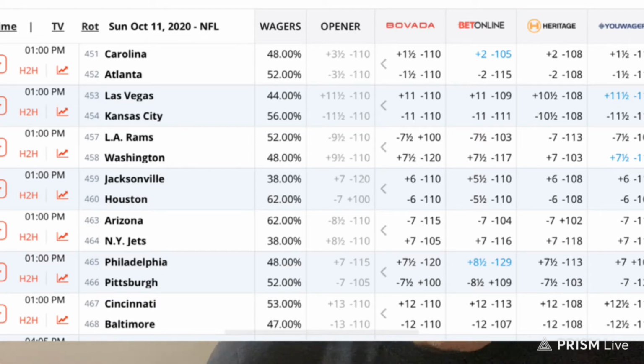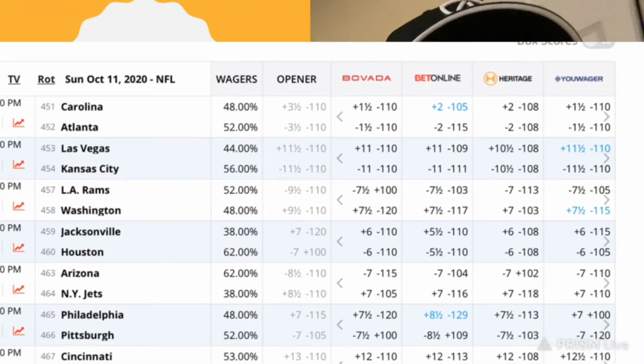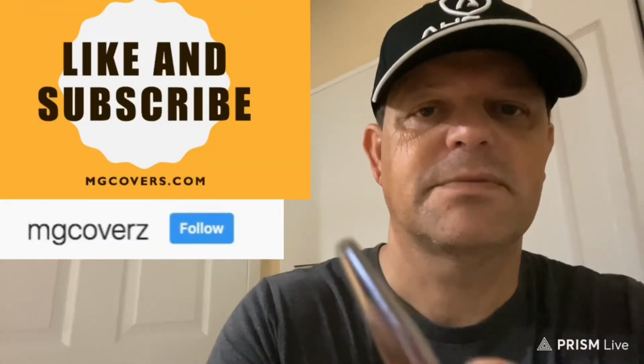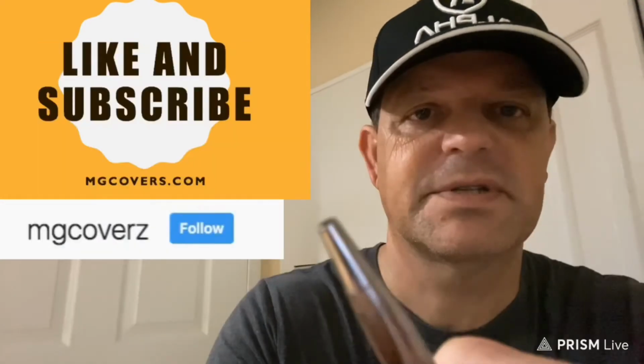I'm having to write this down, do this a little bit differently than I normally do. Yeah, I have Baltimore as a favorite, but not a -12 favorite. You can see there Cincinnati is a slight public team, but not by much, getting 53% of the tickets. So definitely some value with Cincinnati there. Okay, let's move on to the, whoops, that was the same one, my bad.